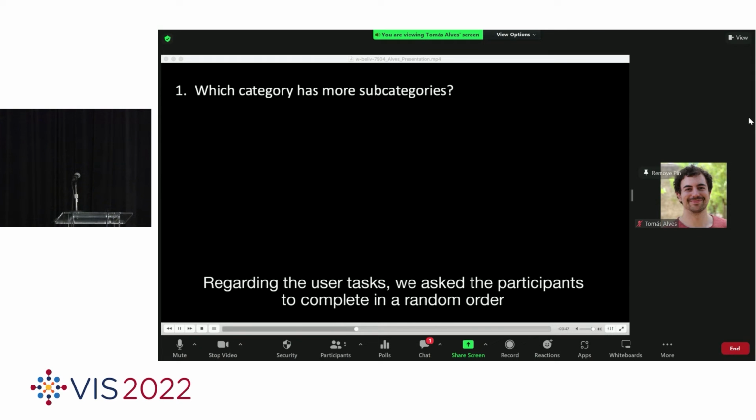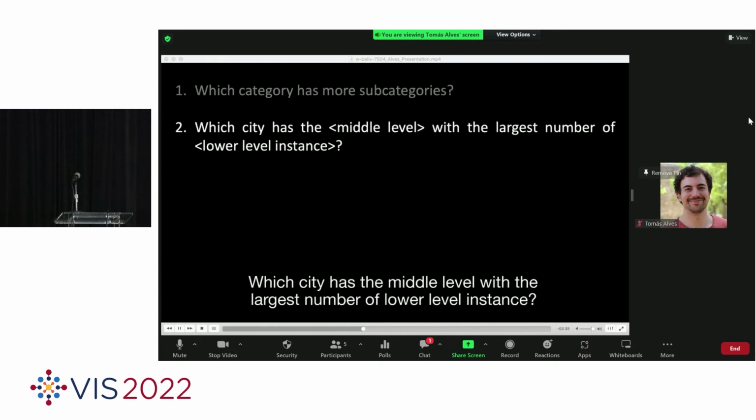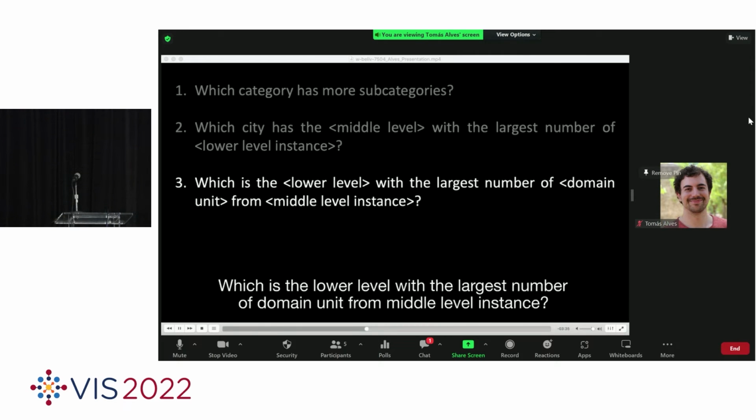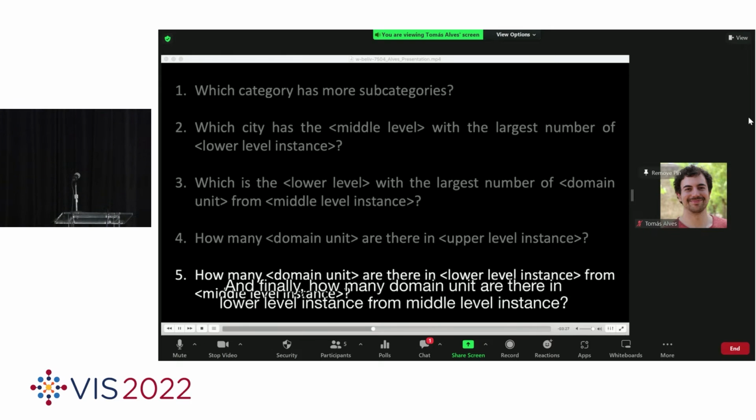Regarding the user tasks, we asked the participants to complete in a random order, per chart type, the following tasks. First, which category has more subcategories? Which city has the middle level with the largest number of lower level instances? Which is the lower level with the largest number of domain units from the middle level instance? How many domain units are there in an upper level instance? And finally, how many domain units are there in a lower level instance from a middle level instance?